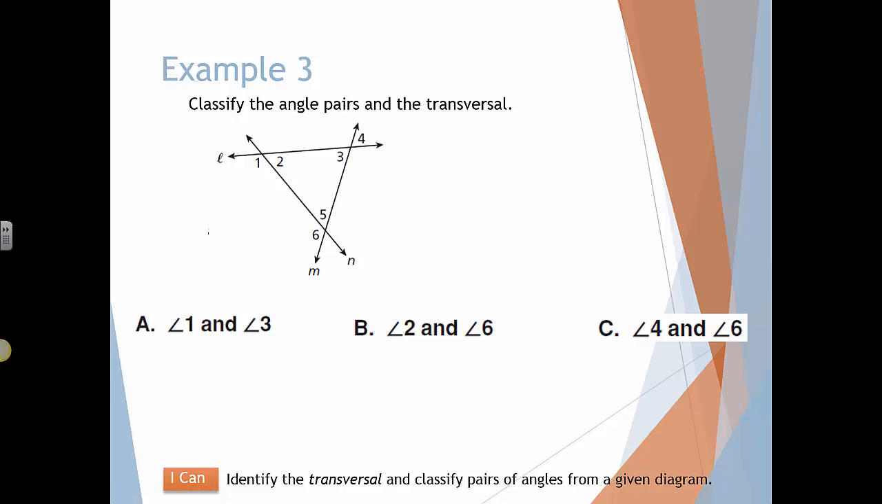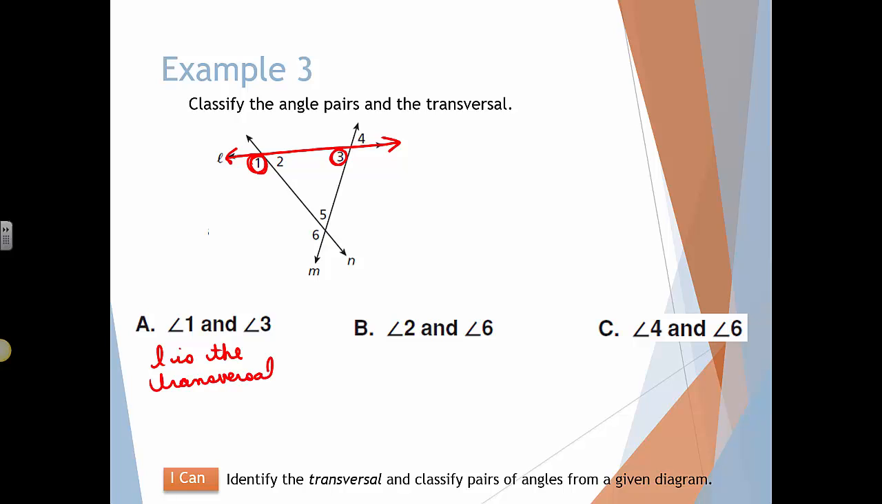All right, this one's a little bit more difficult. They're going to give us the angles and we have to tell what they are and what the transversal is. And the reason this is more difficult is because we have several lines intersecting here. So let's first take a look at angles 1 and 3. Angle 1 is right here and angle 3 is right here. They're on the same side of one of these lines. They're on the same side of line L. That's the line that those two angles both have in common. So L is my transversal.